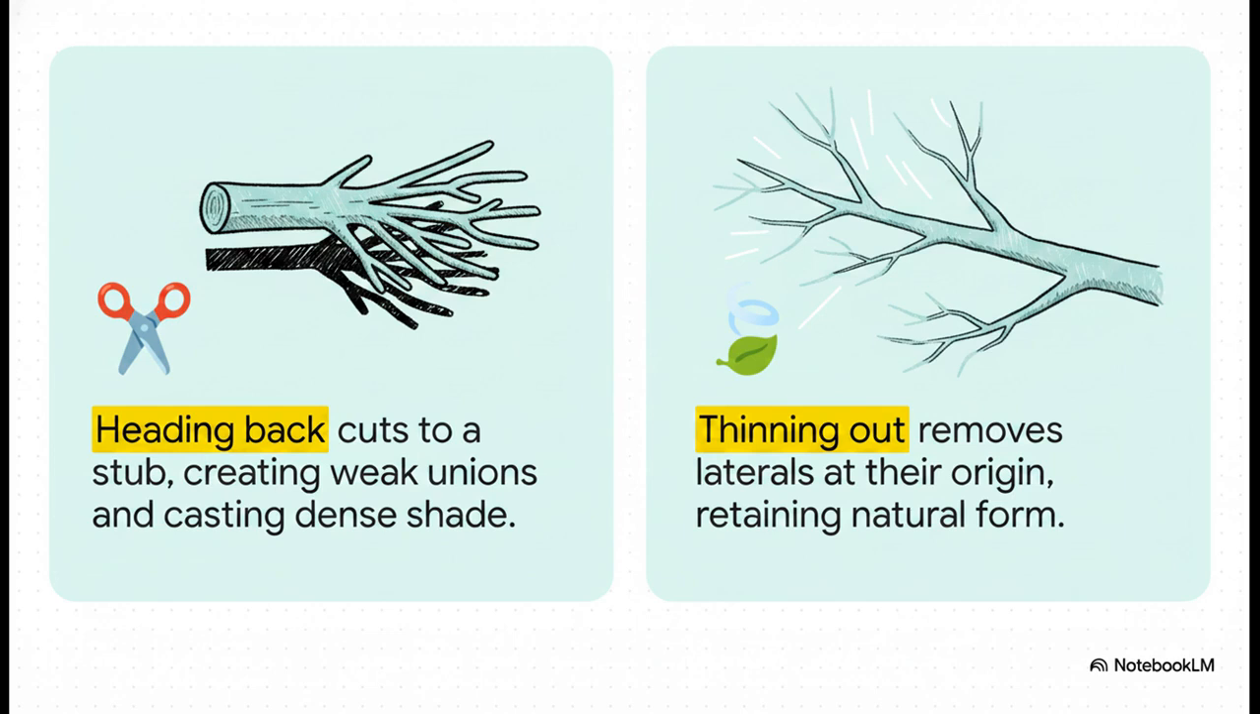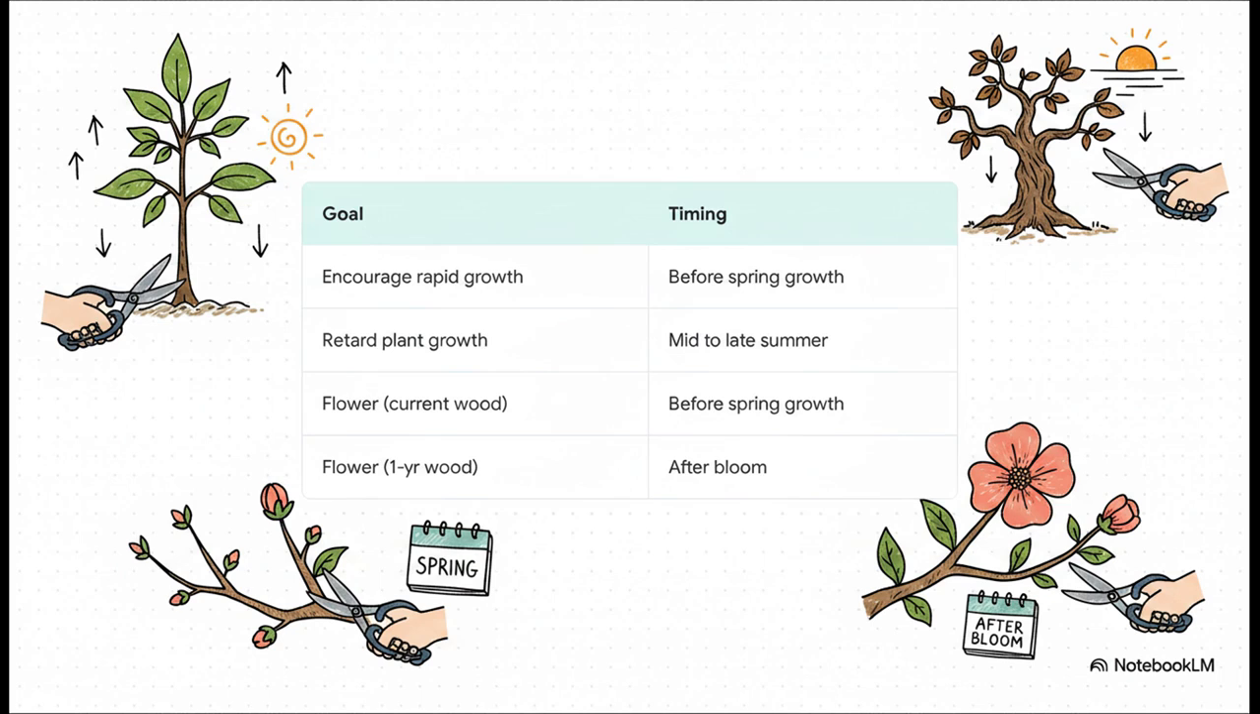Heading back, which is cutting to a stub, forces vigorous and highly unnatural upright growth right below the cut. It creates those weak unions we just warned about and casts dense, unhealthy shade. Conversely, thinning out removes laterals entirely at their point of origin. As horticulture instructors, we strongly advocate for thinning out landscape trees. It respects the tree's actual biological architecture, it controls size effectively, and it allows essential light to penetrate right through the canopy. You also need to know that the biological response to any cut is entirely dictated by timing.